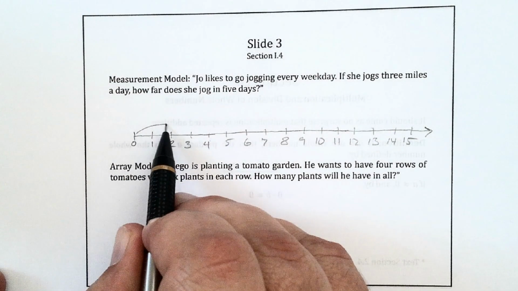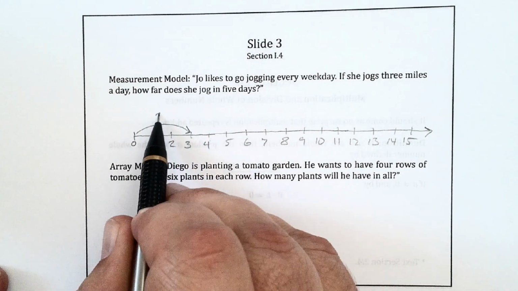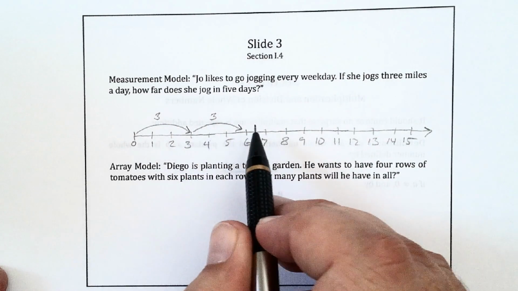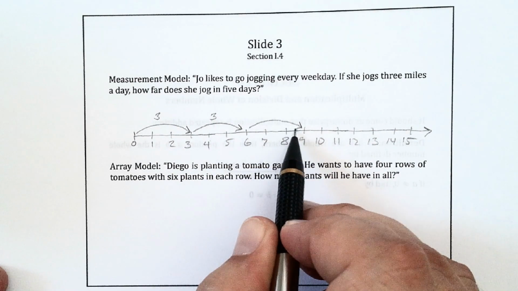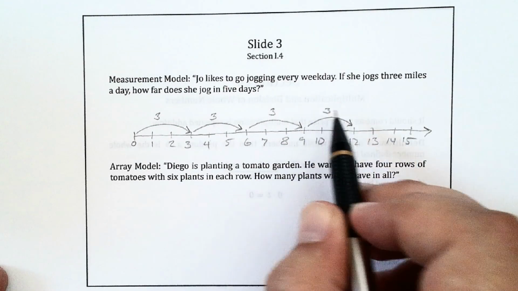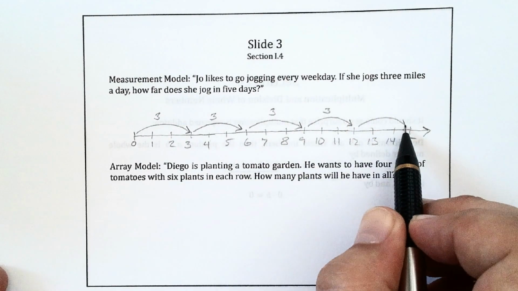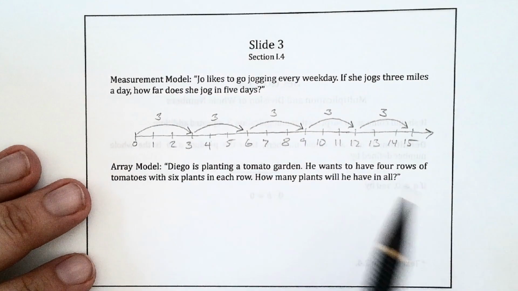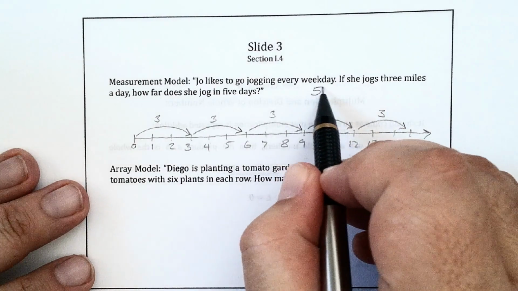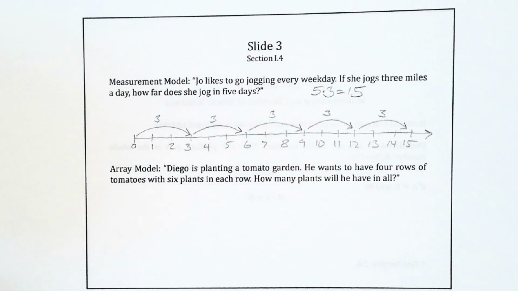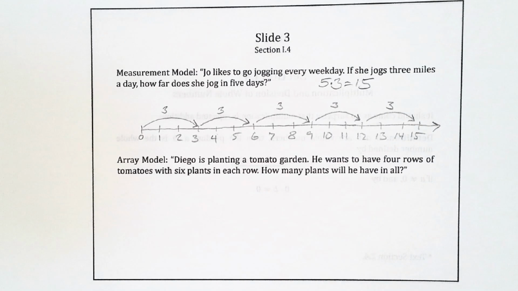So each arrow represents 1 day. There's 3, plus 3 is 6, plus 3 is 9, plus 3 is 12, plus 3 is 15. And this illustrates 5 times 3 equals 15, not 3 times 5. Okay. Make sure to make note of that.